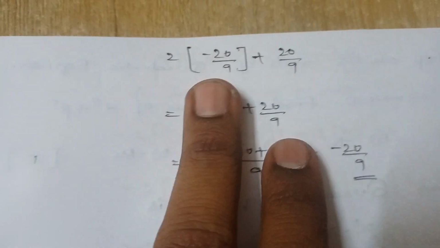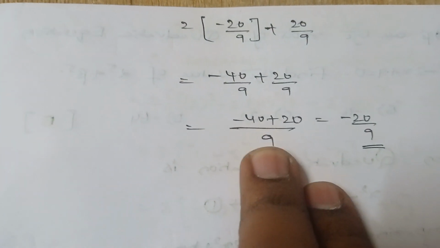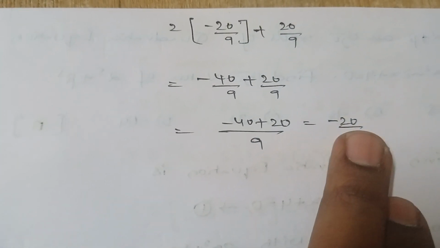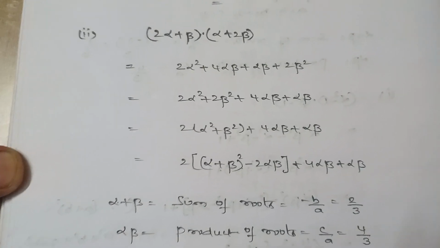And at the end we get the value like this, guys: minus 40 plus 20 by 9, that equals minus 20 by 9. Okay, I hope you understand this sum. Please go through this sum once again.